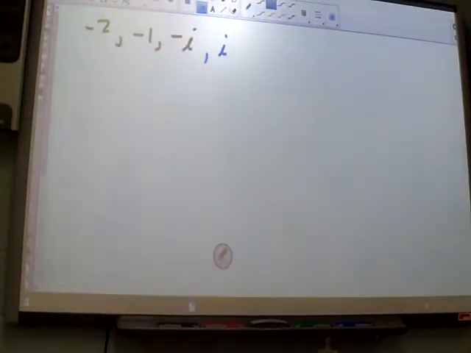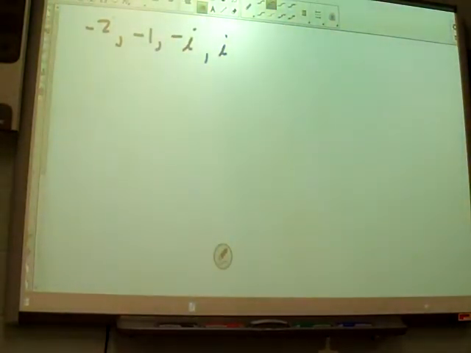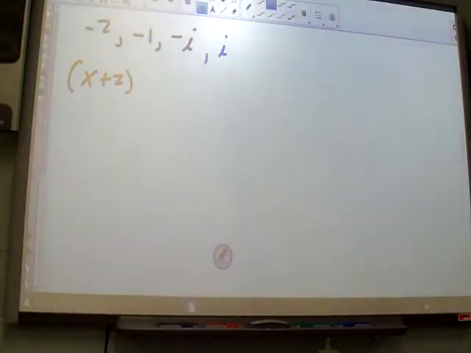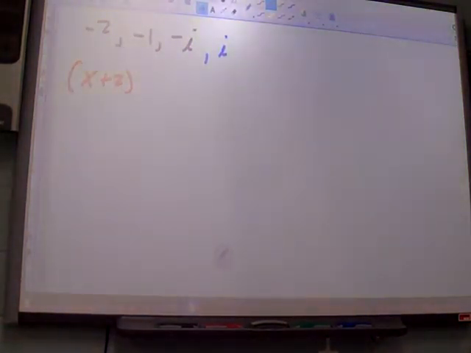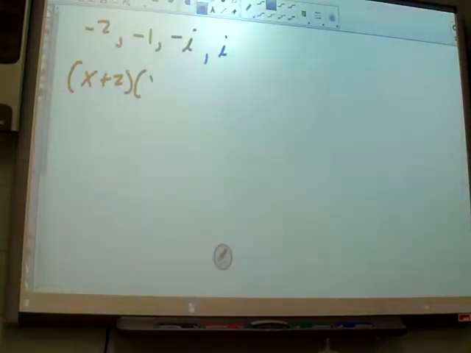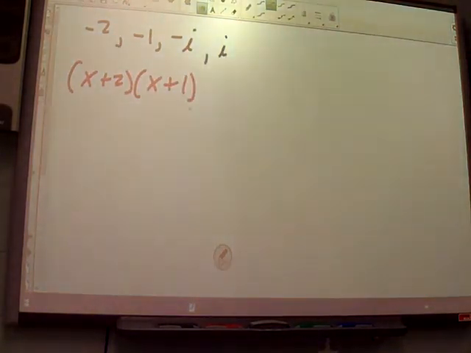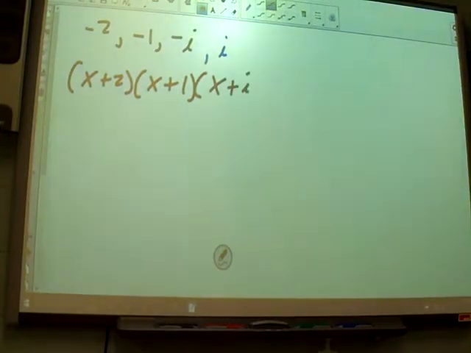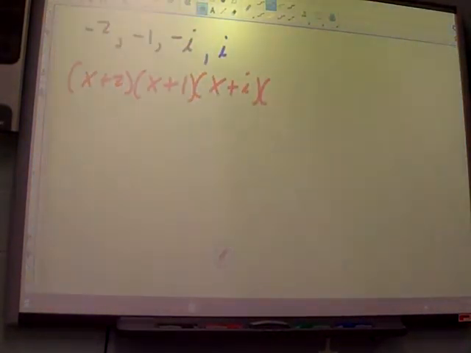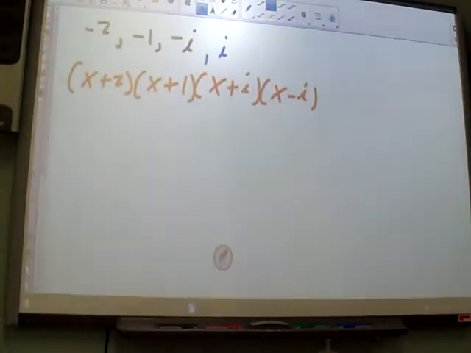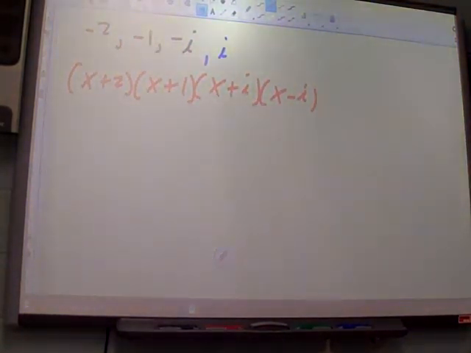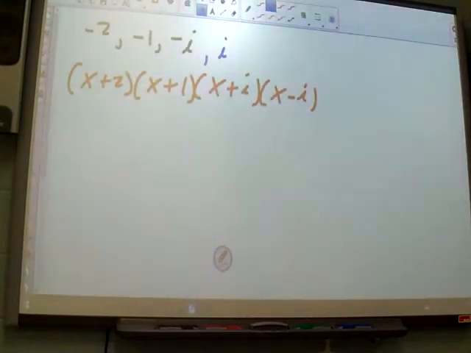Now to write this, if these are your zeros, we talked about this earlier, -2 comes from x plus 2, because if you said x plus 2 equals 0 and solve, that would get you a -2. -1 comes from x plus 1. -i would come from x plus i. And i would come from x minus i. So essentially all you've done is taken your zeros and rewritten them as factors, which means they have the opposite sign.